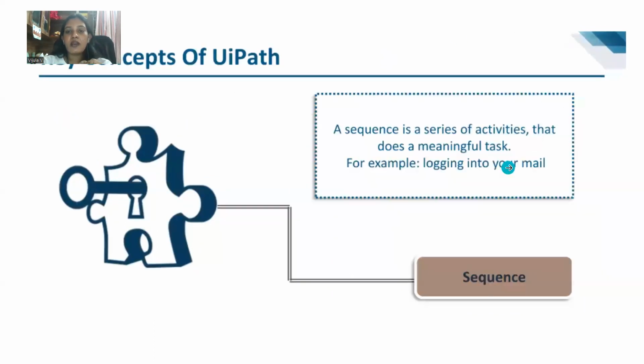But then, another example is logging into your mail. I have a task to do. I'm not just going to click once and remain calm. I'm going to click my mail, click my inbox. My objective here is to look into the mail that I've received, and I've completed the task. So by doing this series of activities, this is called a sequence. These are the two concepts of UiPath that you'll have to remember.